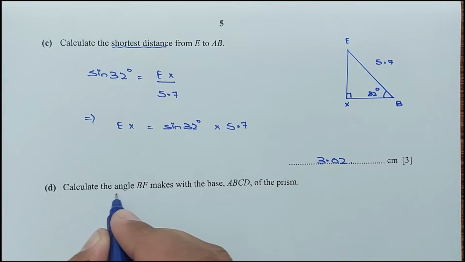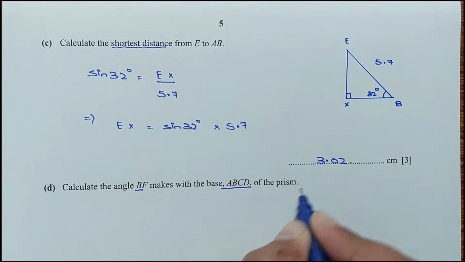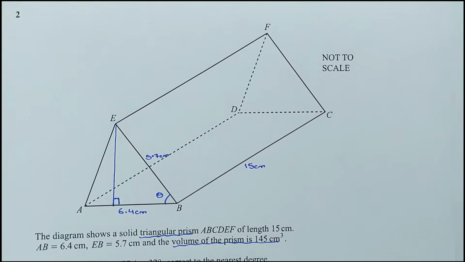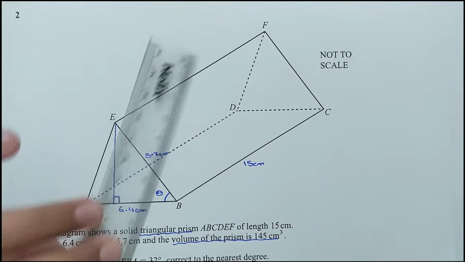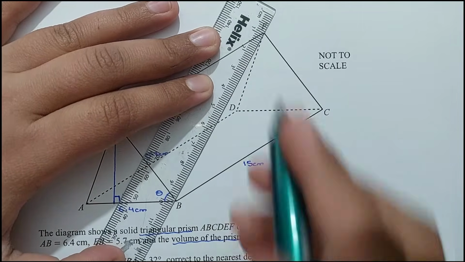Now for part D, calculate the angle BF makes with the base ABCD of the prism. Let me connect B with F. Okay, BF.